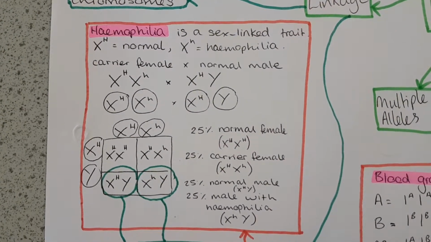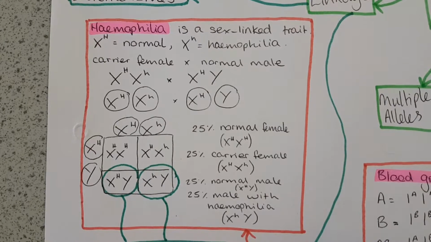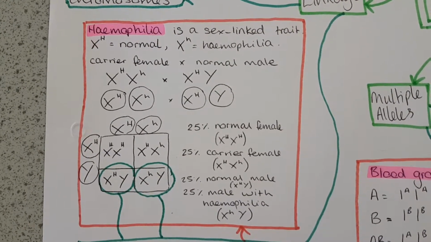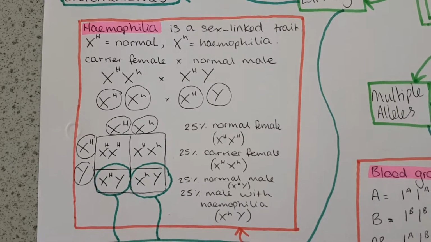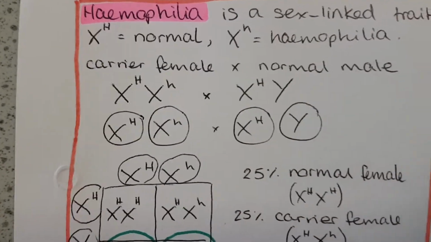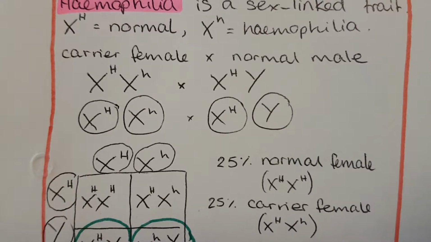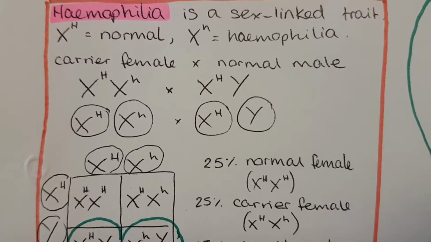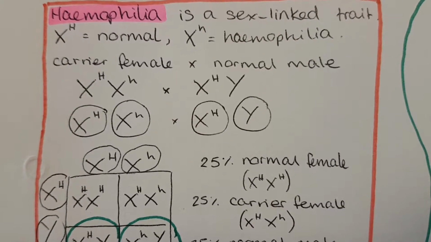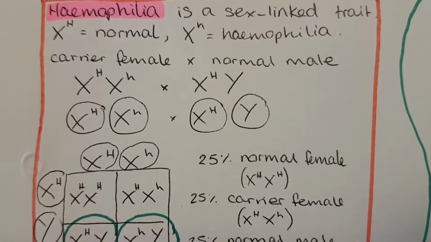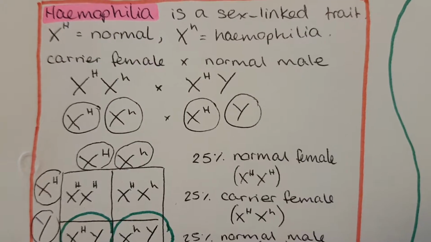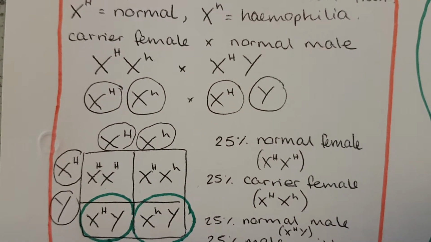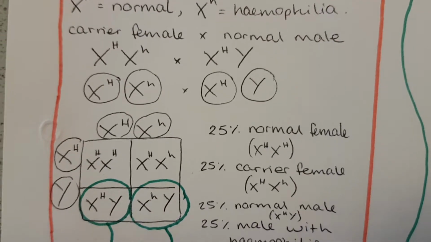So here's an example for you. Haemophilia is a sex-linked trait which is carried on the X chromosome. X^H means you're normal, and X^h means you've got haemophilia. As we know, females are XX and males are XY. So we've got a carrier female here, which means she's got a big H, little h on her X chromosomes. And we've got a normal male who has inherited the normal X^H chromosome. And as you can see, Y doesn't have this allele on it.